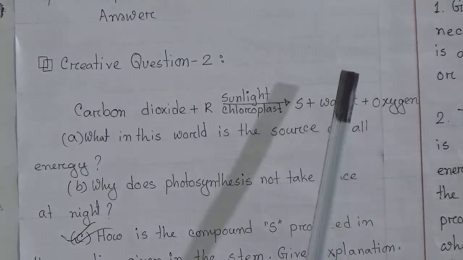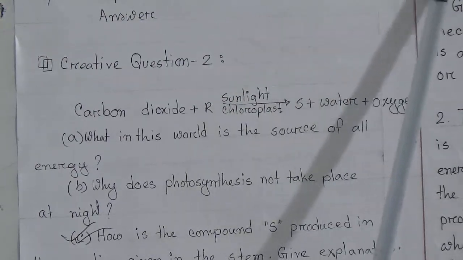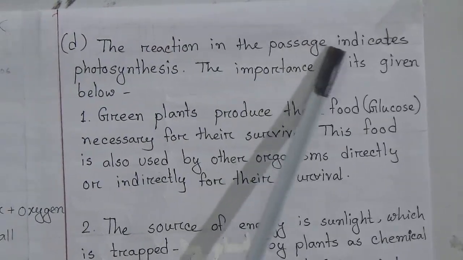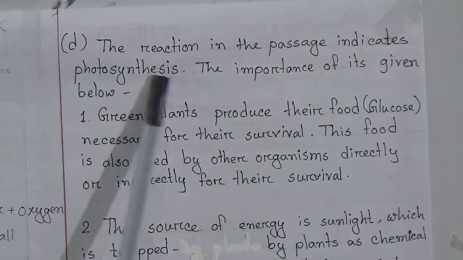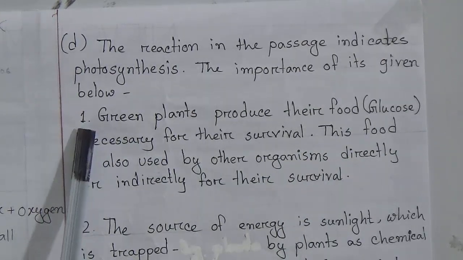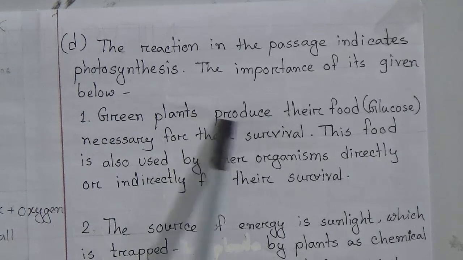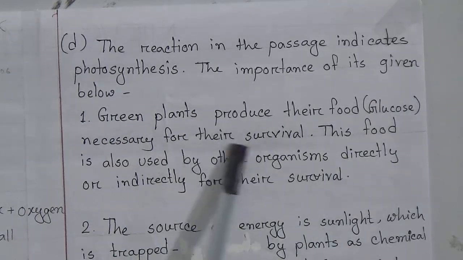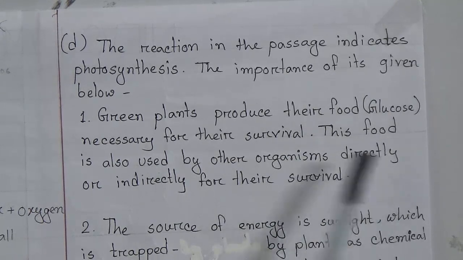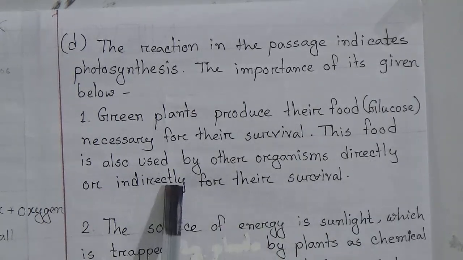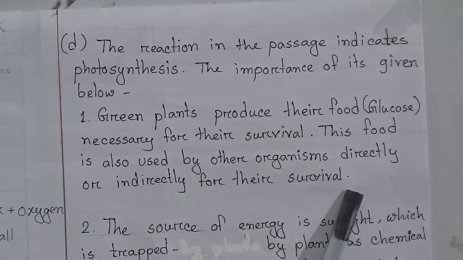So students, let's go to the answer. The answer of the question is, the reaction in the passage indicates photosynthesis. The importance of it is given below. First importance is, green plants produce their food, that means glucose, necessary for their survival. This food is also used by other organisms directly or indirectly for their survival.